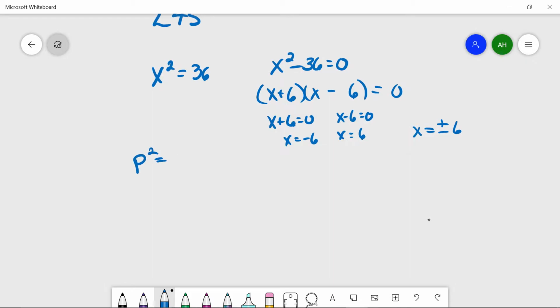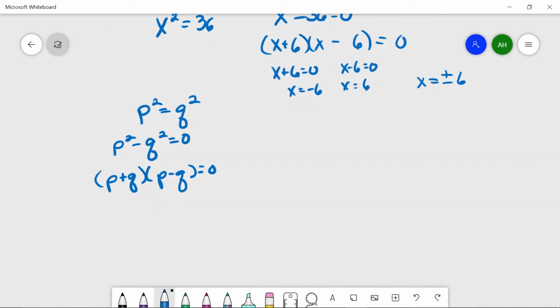P squared equals q squared. If that's true, then p squared minus q squared equals 0. So then I have p plus q times p minus q equals 0. And so then P is going to equal positive or negative Q. Good.